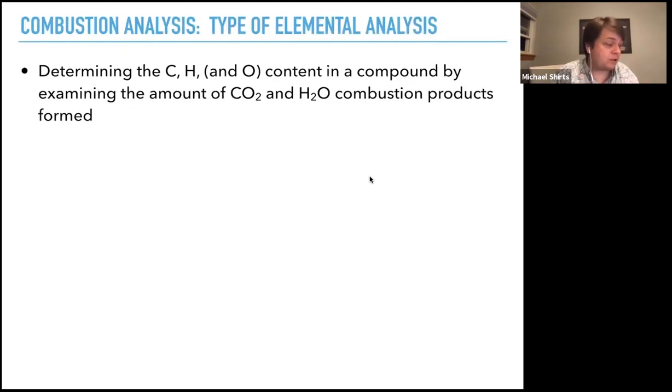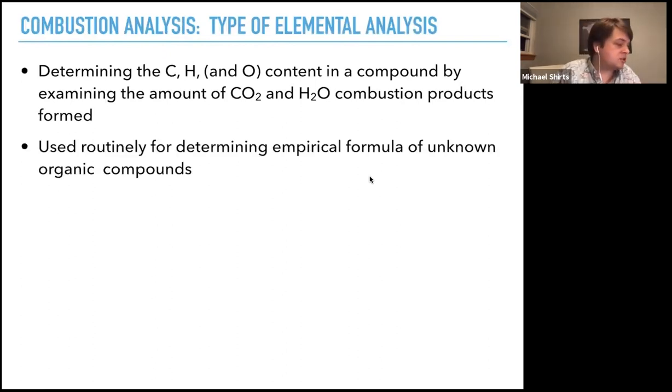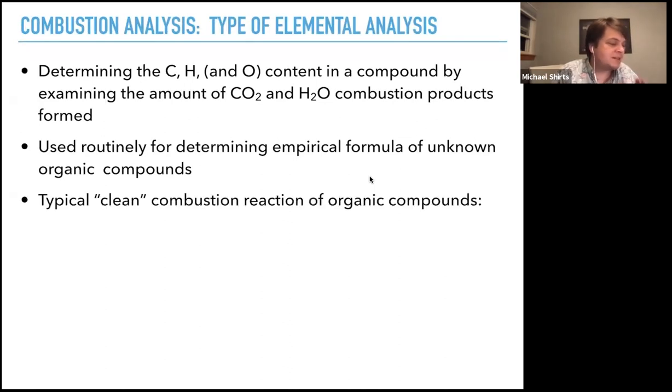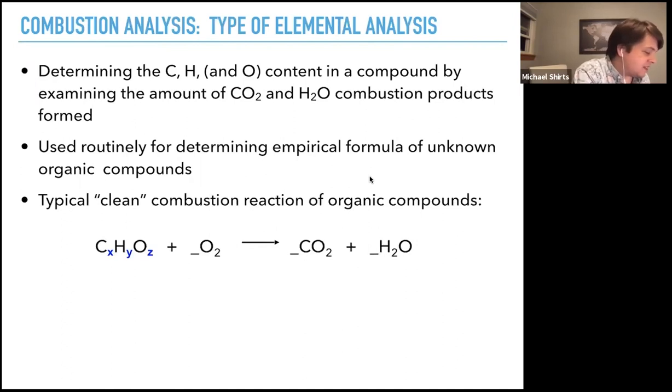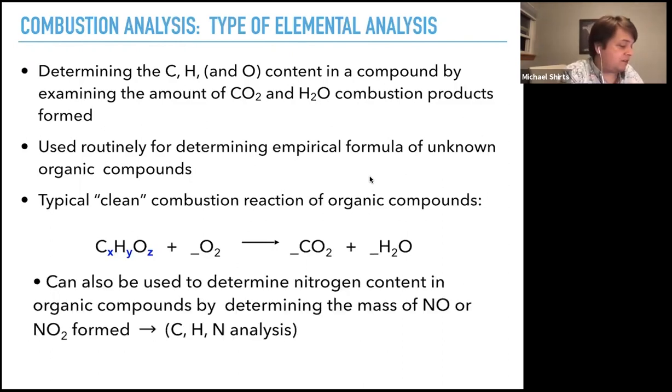For example, you can determine the amount of C, H, and oxygen content in a compound by examining the amount of CO2 and H2O combustion products formed. This is used routinely for determining the empirical formula of unknown organic compounds, because a typical clean combustion reaction of organic compounds is something of the form CxHyOz. We don't know what x, y, and z are, and that will produce a certain amount of CO2 and H2O.